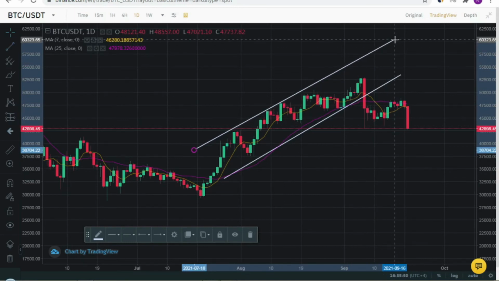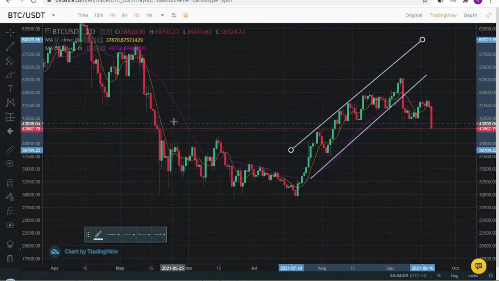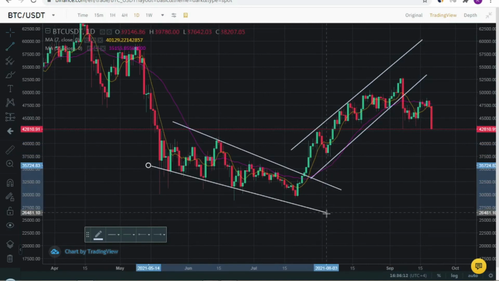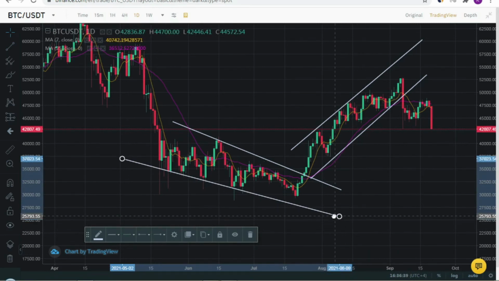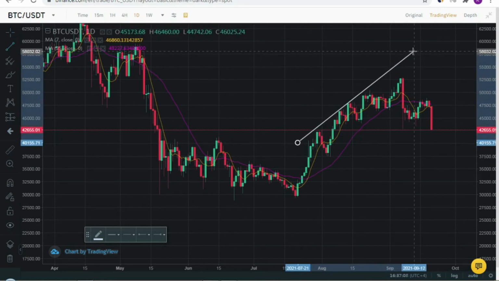Yeah, so here we have those two bodies that touched here and here, and these are the highest parts of our trend. So here we have a rising wedge. Here we had some sort of falling wedge. You see this wedge? We could put it like this, a falling wedge like this. So here we have some sort of rising wedge.